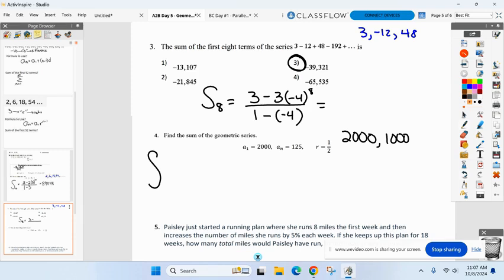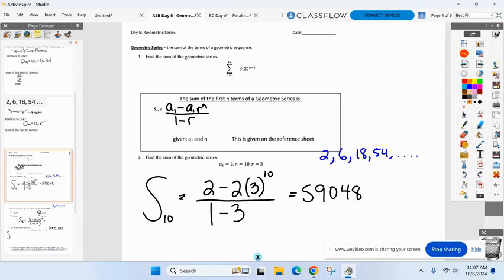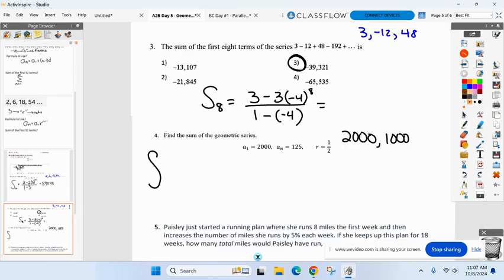I don't know. Like here, it was 8. Previous problem was what? 10. I don't know how many terms I'm adding up here. All right, I got to figure out where 125 is in the sequence. That's how many terms I'm adding up. So what's the next one? 500, 250, 125, and I think we're good, right? So how many terms am I adding up? 5.